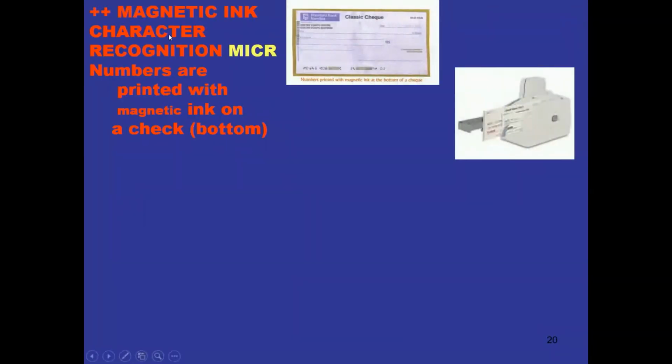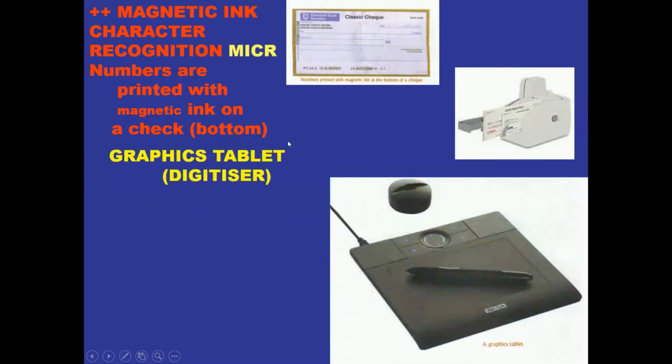Next one we are going to look at is magnetic ink character recognition, MICR. Now, checks are phased out at this moment, but the fact is you need to know about this because this is a computerized machine. This machine reads the numbers at the bottom of a check. And these numbers are printed in magnetic ink. So the check is placed into the machine, which reads those numbers. The numbers are printed with magnetic ink at the bottom of the check. And this is mostly used in banks.